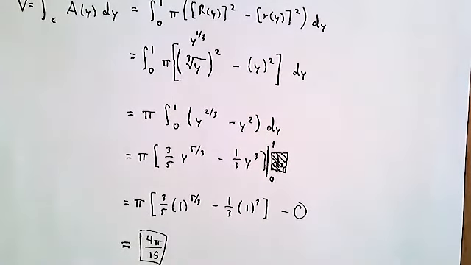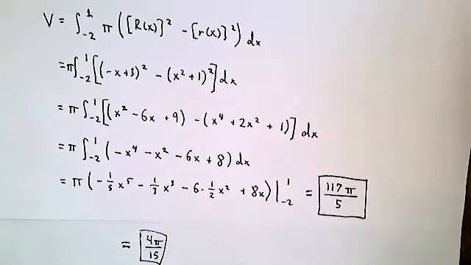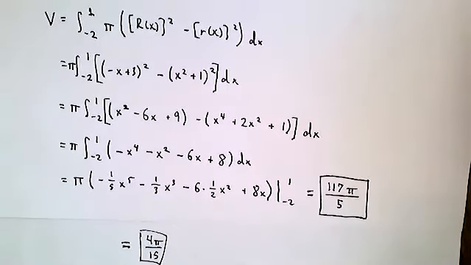Okay, any questions here at the end of class? Yeah, what was the answer to the first example? It was 117 pi over 5. Thank you. You're welcome.